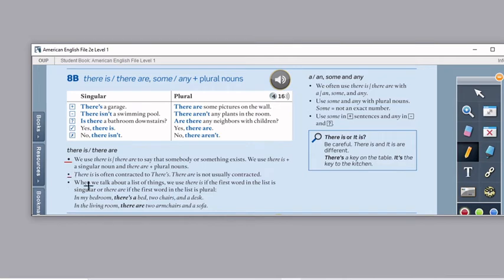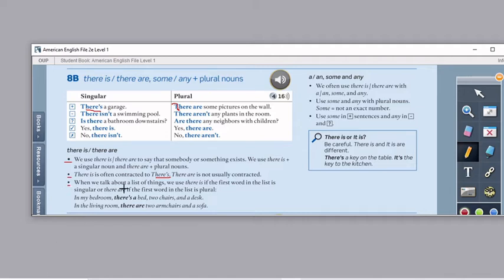Another bullet point. There is often contracted to there's. So there is, it's informally represented there's. There are is not usually contracted. Don't contract there are. Next bullet point.